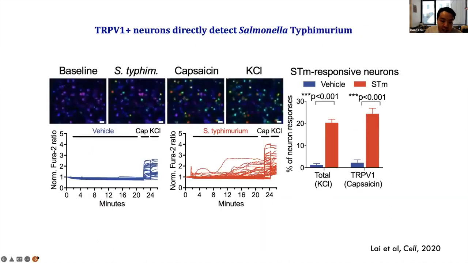We have found that these TRPV1 neurons could actually directly sense the salmonella. Again, this is calcium imaging, where we take the dorsal root ganglion neurons in culture. If you add salmonella preparations to the neurons, there are subsets of these neurons that responded to salmonella, as well as to capsaicin, which marks the TRPV1 expressing neurons. So how does this work?